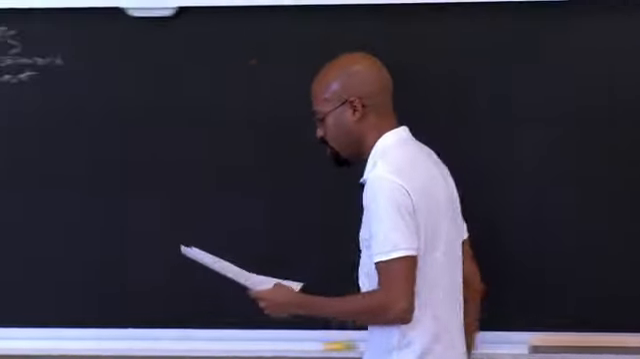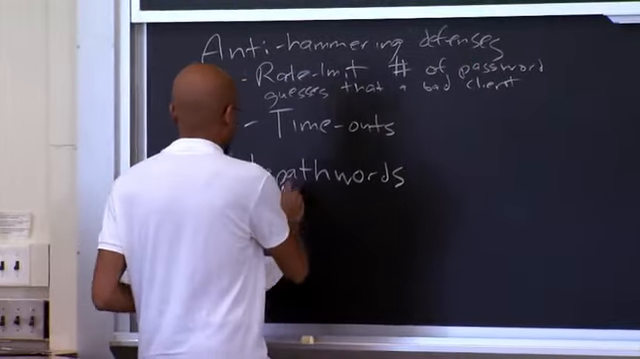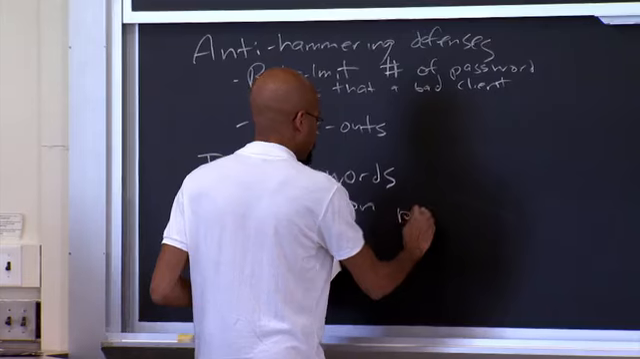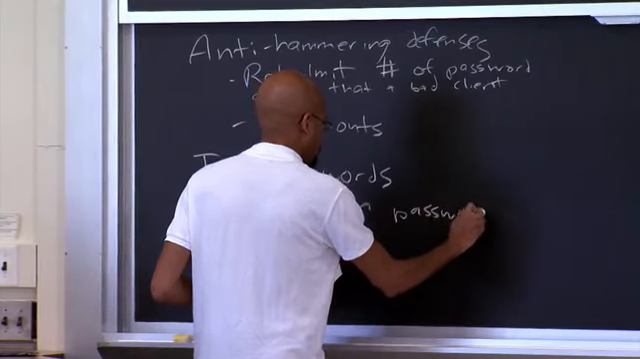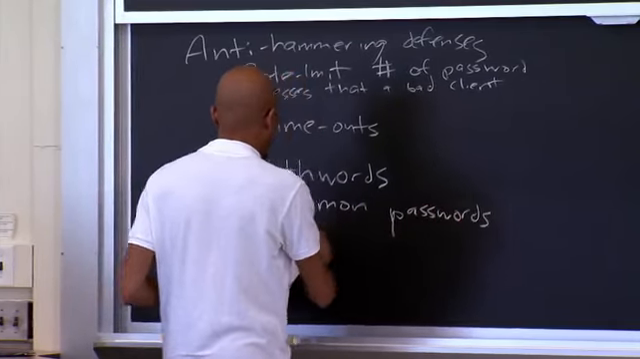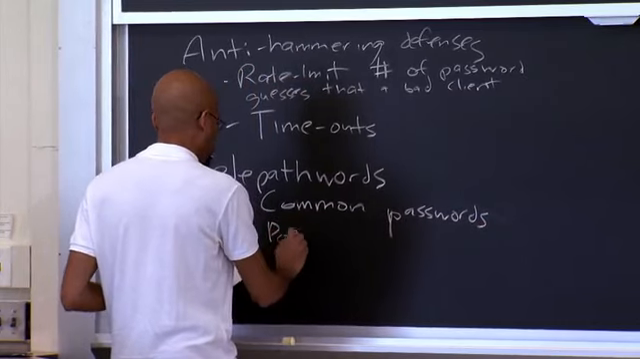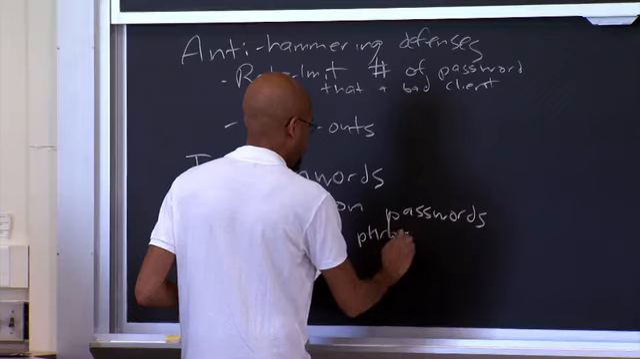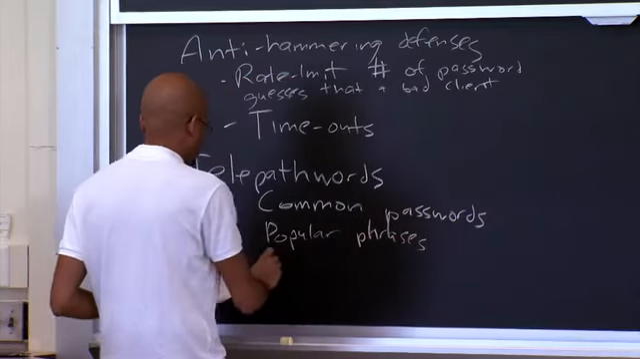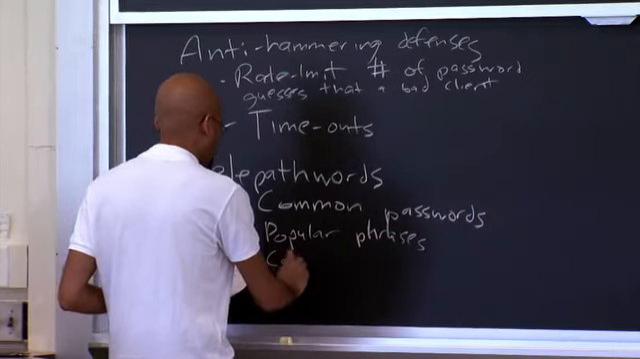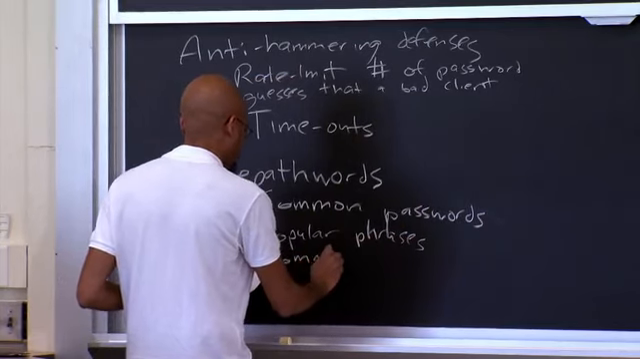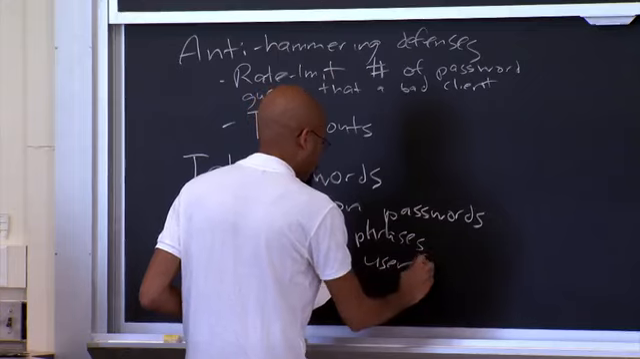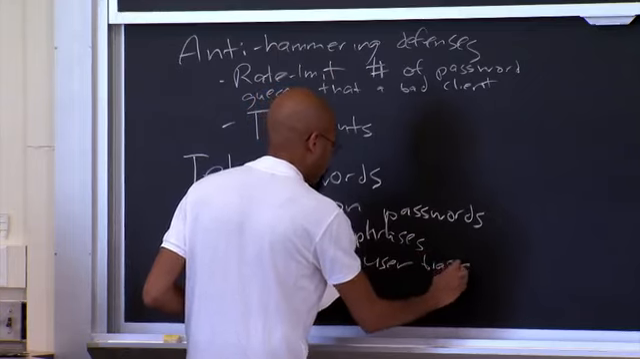So how does Telepathwords work? It basically has a bunch of databases, right? It has a database of common passwords. It also has a list of popular phrases that it's taken from websites. And then it also has this set of heuristics which describe common user biases in picking passwords.